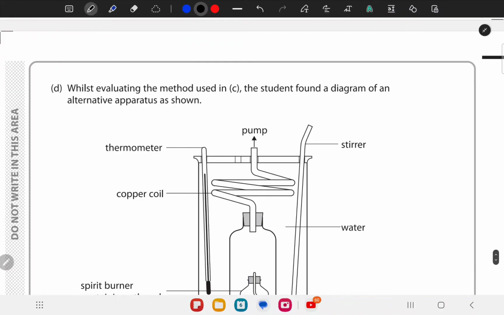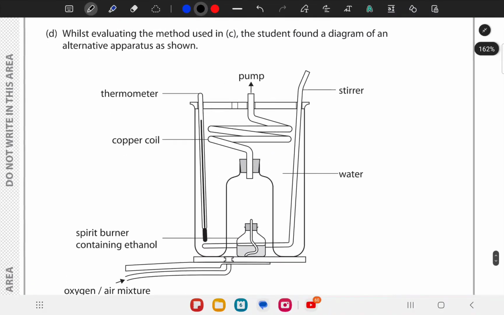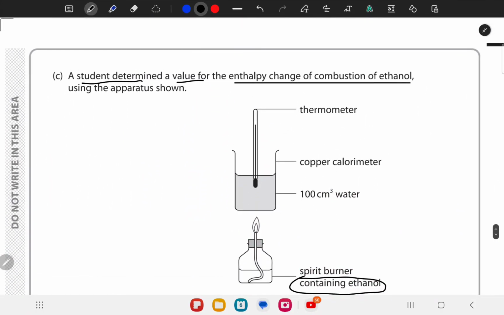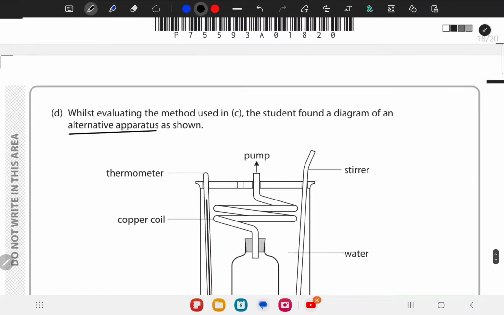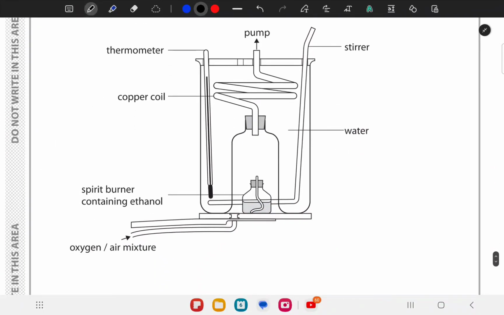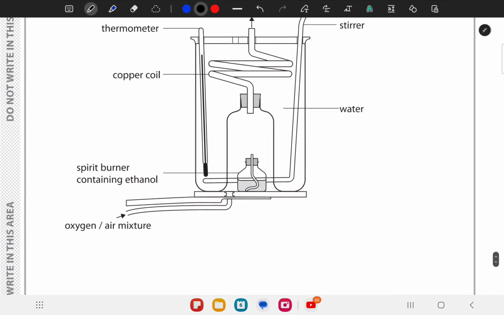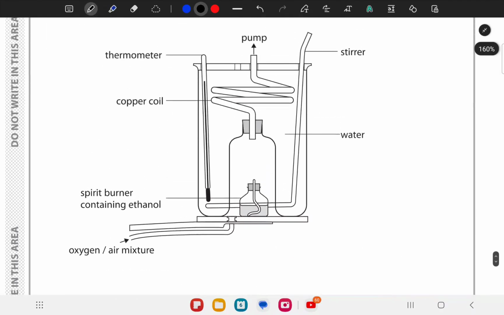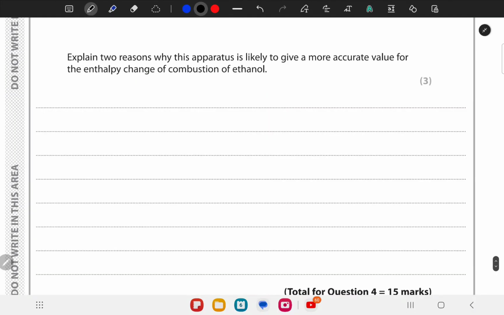Now to part D, we are given this apparatus over here. So this is an alternative apparatus to the reaction in part C, which was this over here. We were increasing the temperature of water and measuring that change to find the energy that was produced by the burning of ethanol. So now we have to give two reasons why this apparatus over here is more likely to give an accurate value for the enthalpy of combustion.